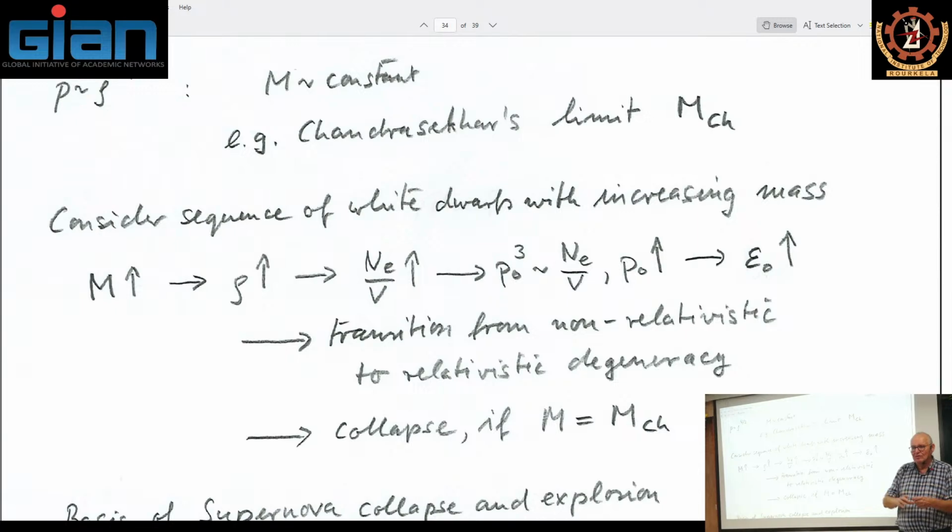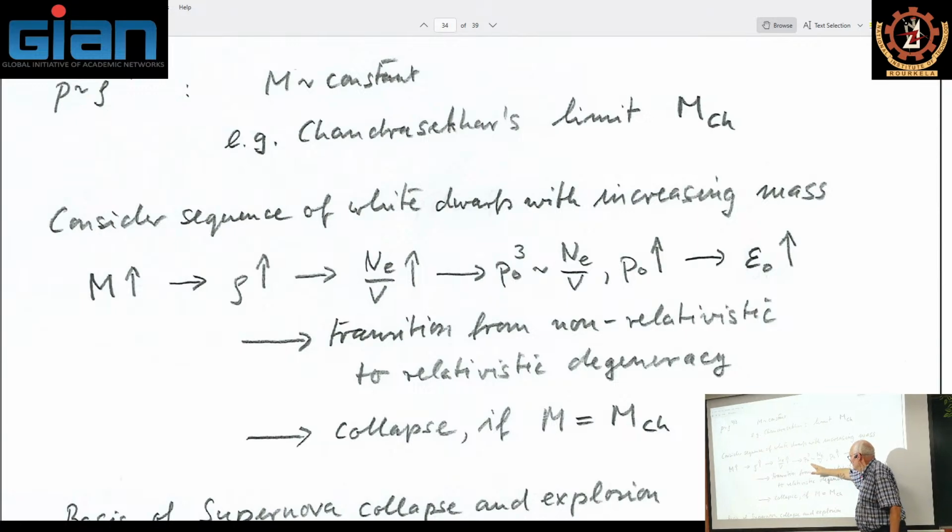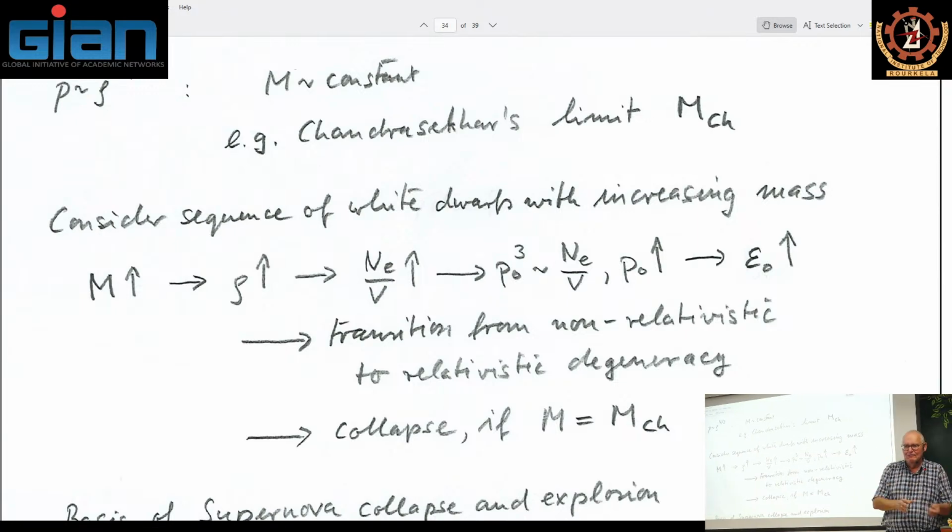If we add mass onto a white dwarf in this thought experiment, then the number density of electrons will increase, the Fermi momentum will increase, the energy will increase until the electrons become relativistic, and then we enter the domain of relativistically degenerate electrons, and therefore we have only one particular mass for which we can have equilibrium. If the mass is smaller, it goes back to the non-relativistic regime because it expands. If the mass is just the Chandrasekhar limit or a little bit above, it will collapse.